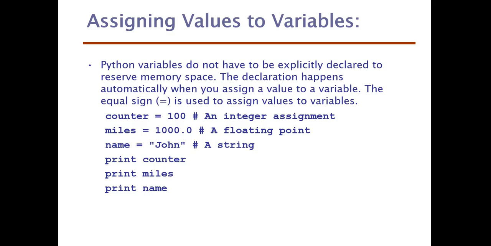So as you can see, the actual description of assigning a value to a variable: counter is equal to 100, then miles is equal to 100.0, that is a floating point. Apart from this, name is equal to John. It is a particular string, and then print counter, print miles, and print name. We have assigned three different values. First will be our integer.